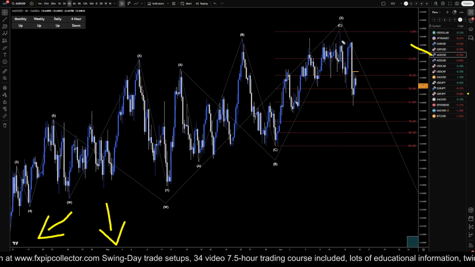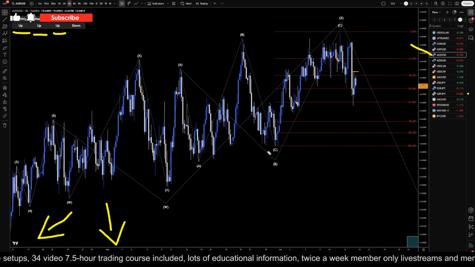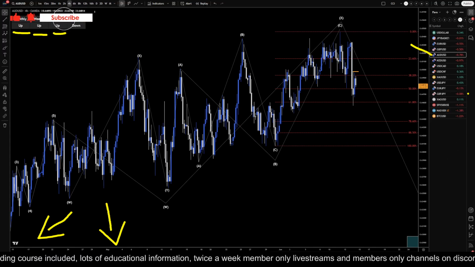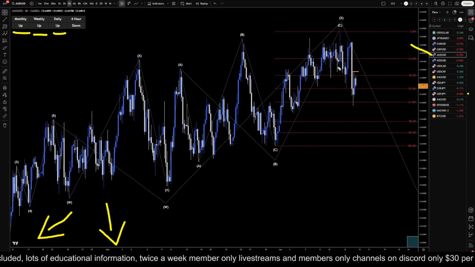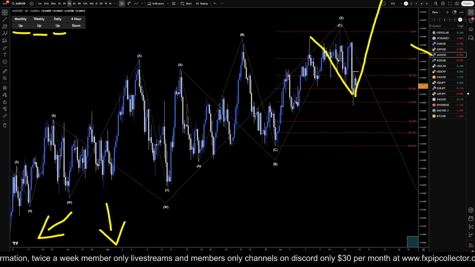So anyways, the Aussie dollar has turned down on the 4-hour time frame, but we do need to keep in mind that the monthly, weekly, and daily are definitely still in an uptrend until we get a very significant break of structure to the downside, which we obviously don't have. That just tells me that anything I see to the downside could still possibly be a pullback to the uptrend.